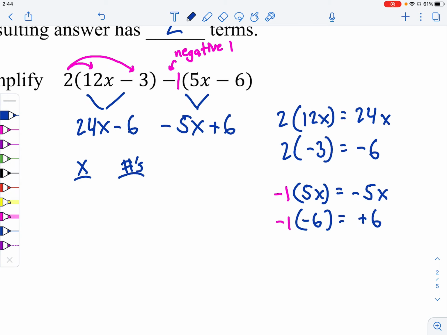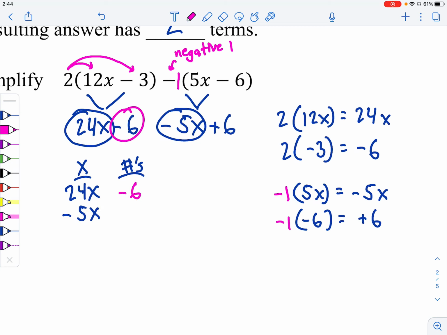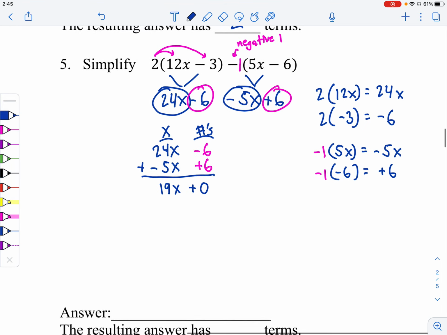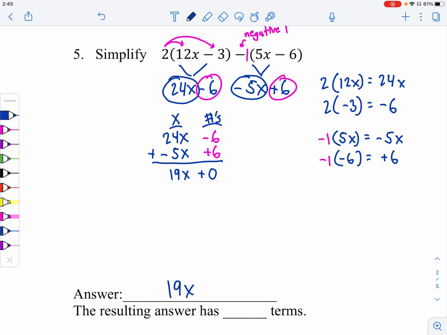2 columns. Right? So we have 24x. So first one, we have negative 5x. The second one. And then we get our numbers, negative 6 and positive 6. And then we're going to add vertically, right, to combine like terms. So we have 24 minus 5 is 19, right? So 19 in the x column, so 19 x's. Our numbers, negative 6 plus 6 is 0, right? So that's 0. So we're just left with 19x. So our answer is 19x. And we have only one by itself, one term, loner. So the resulting answer has one term.